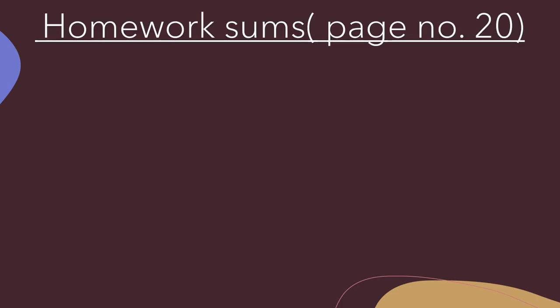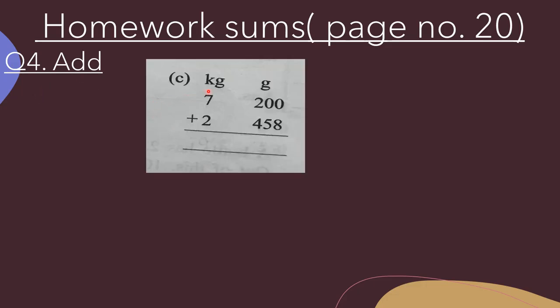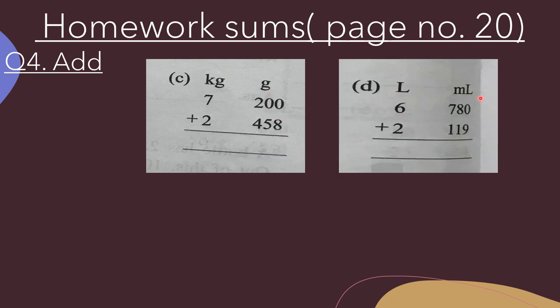Now beta, I am going to show you homework sums of page number 20 which you have to solve in the book. Okay. So here question number 4, addition. Add. C part, kilograms and grams are given. 7 kilograms 200 grams and 2 kilograms 458 grams. You have to add both the numbers. And in D part, liters and milliliters are given. 6 liters 780 milliliters and 2 liters 119 milliliters. You have to add both the numbers.